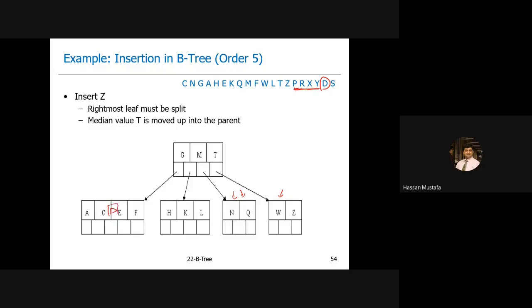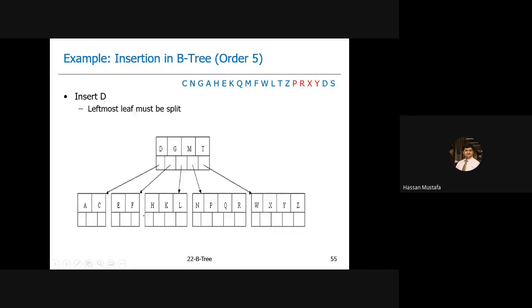Okay, so we need to split this node, and the median value is again D. It would go into the root node. In the root node it is the smallest value, so D goes here, and the left split is pointed to by this pointer, and the right split is pointed to by this pointer. The right split is E and F. Okay, so after the insert of D, we split this node, and we made two nodes and moved D upward in the root node. Now the root node is full.